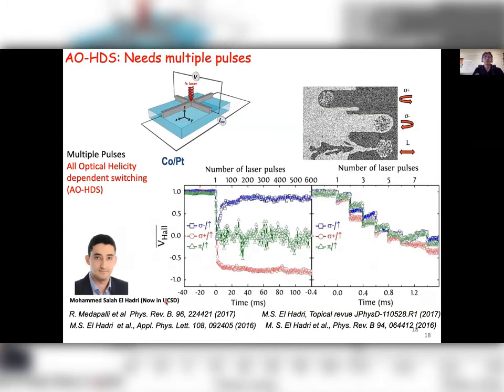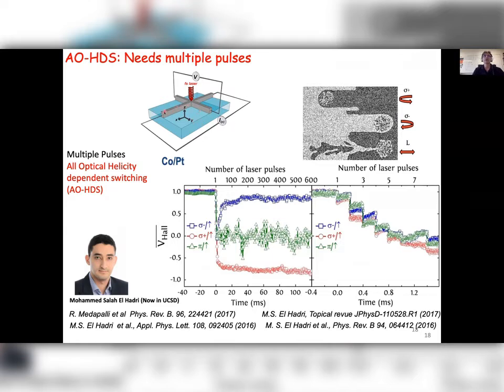So our conclusion was that it can be observed for any material. You just need to make it thin enough if it has a high magnetization. Now, how many pulses do we need? And this is how we proved that we needed many pulses.